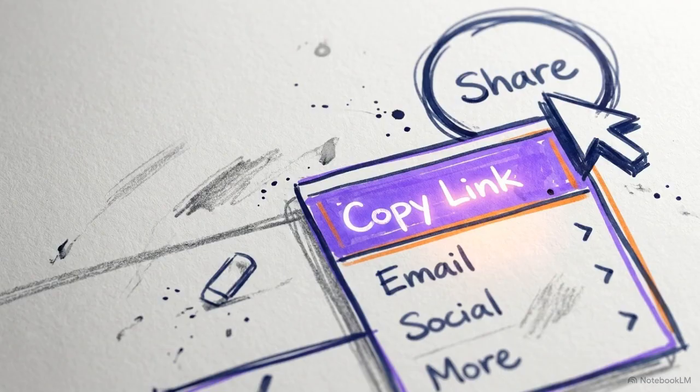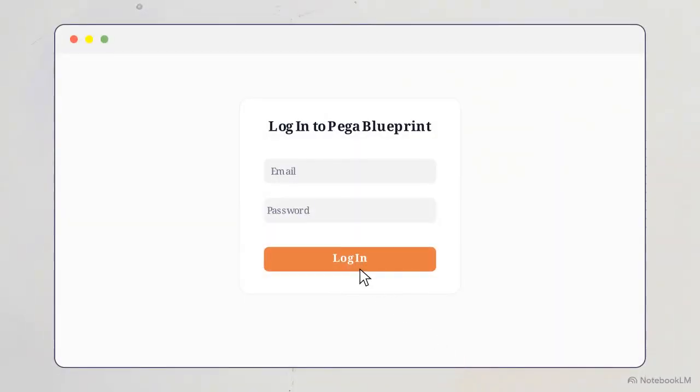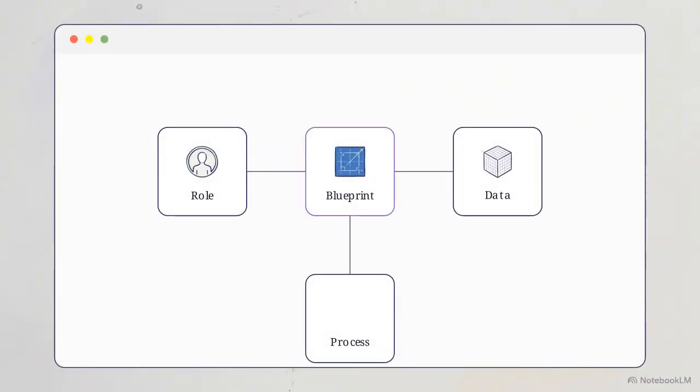Once that initial draft is generated, you simply share the Blueprint link with your stakeholders to begin the collaborative review phase. Because Blueprint operates independently as a cloud-based SaaS tool, business users and project managers can log in and contribute without needing a specific Pega license. Multiple users can jump in to adjust the architecture simultaneously.